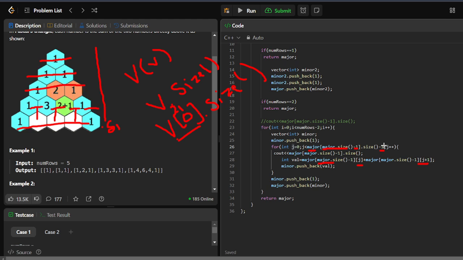With the minus one, we simply add these two elements, this and this, and put the sum into the minor vector. When the loop is finished, we manually push one into the minor, then push the minor into the major, and simply return major. This is a simple solution of the Pascal triangle.